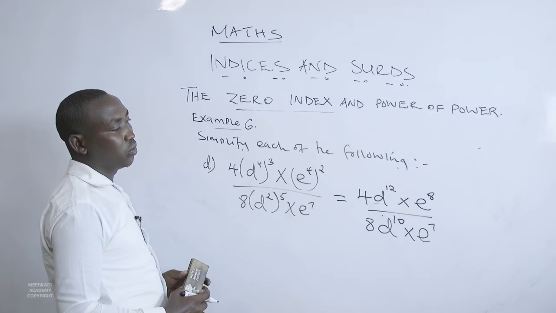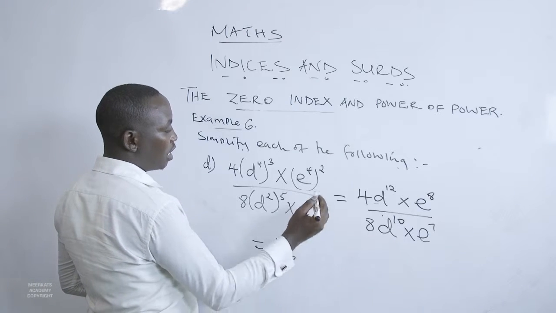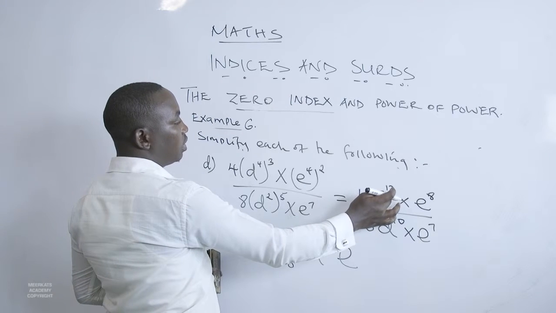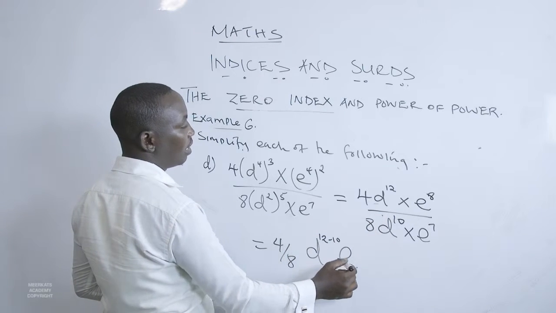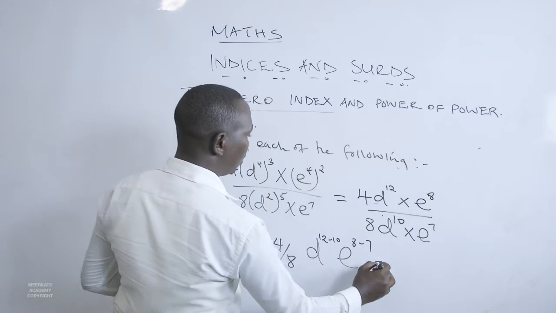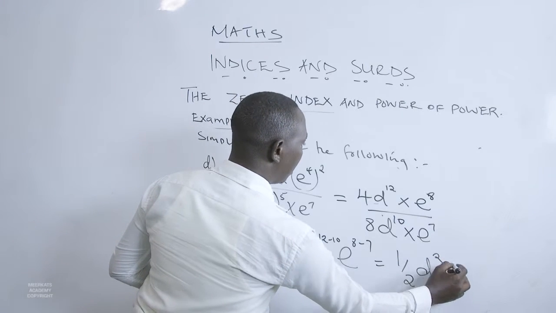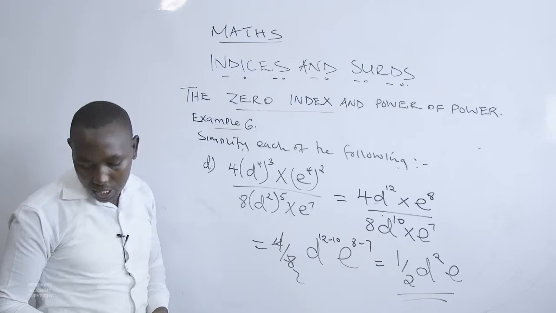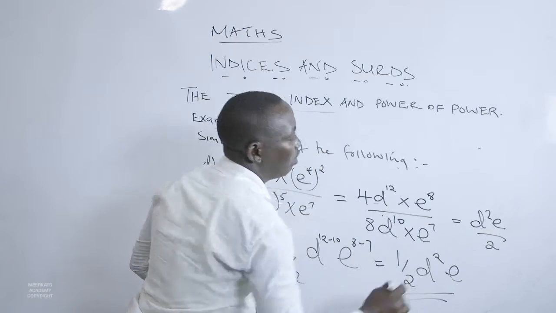So this will give us 4 over 8, and we have two factors, d and e, being divided. So d raised to 12 divided by d raised to 10, we are going to subtract the powers, so 12 minus 10. e raised to 8 divided by e raised to 7, that will be 8 minus 7, which will result in a half d raised to 2 e raised to 1. That will be the overall result for that question, which can also simplify to be d squared e all over 2.